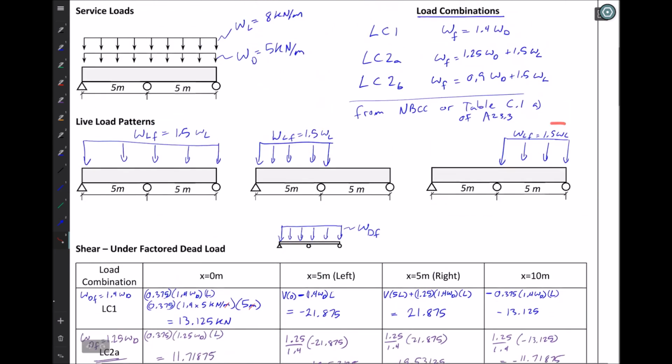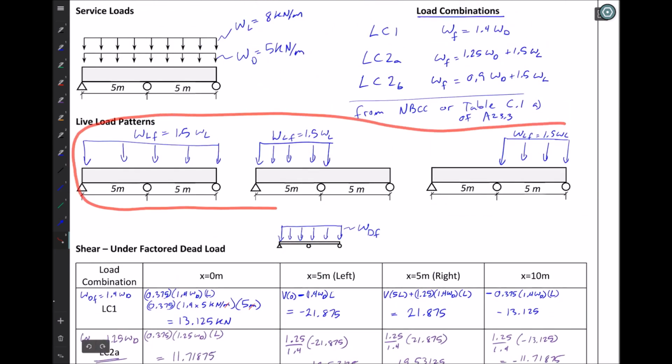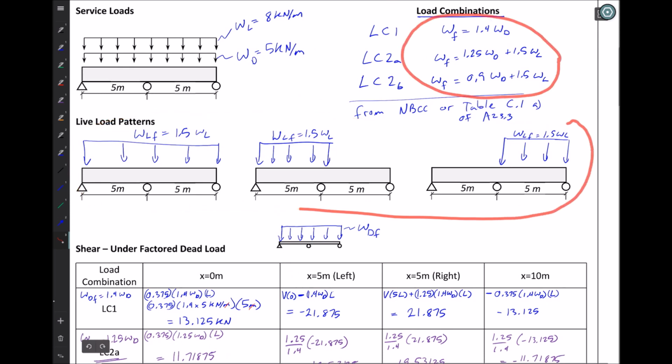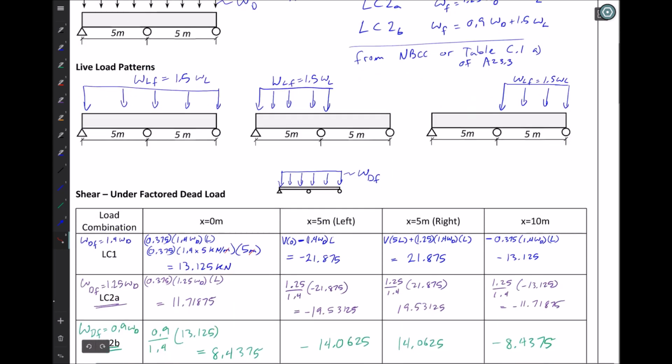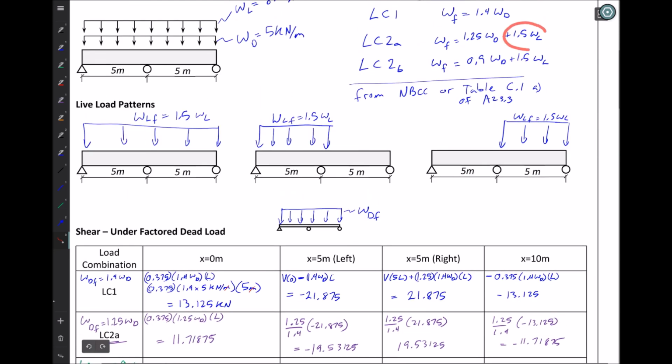So here are my different patterns of live load. And here are how I would add those patterns to my dead loads. So in load combination 1, in fact, I've already solved for the complete answer from load combination 1. Here are my factored shears from load combination 1. There's nothing to add to it. Load combination 2A will take the values of my factored dead load shears here and add to it the values of the shear from 1.5 WL.